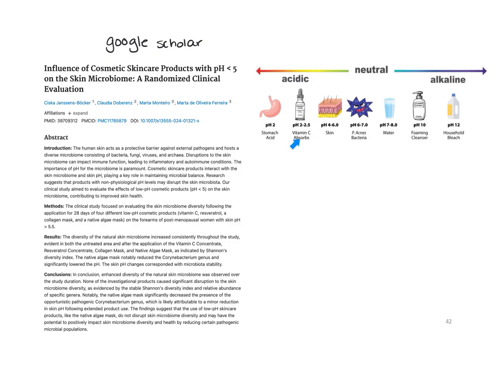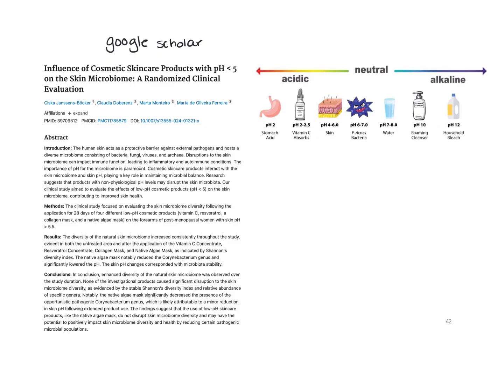When we talk about vitamin C serums, they do have a much lower pH, right? So they're talking about vitamin C here. That's 2 to 2.5. Stomach acid is right around a pH of 2. Now, this is going to change depending on the formulation that people use. So not every vitamin C serum is going to be this pH. That's something to watch for. You can also see where water and foaming cleanser, like soap, ends up here. Soap tends to be a little bit more alkaline, and that's what we see.